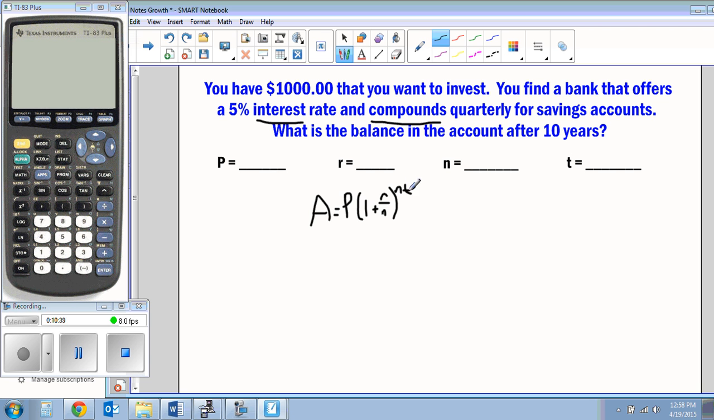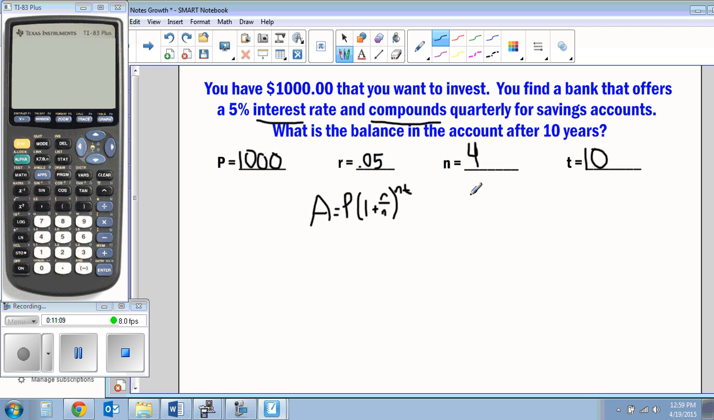So I don't know what A is because that's my final amount. I'm starting off with my principal, which is $1,000, because it says you have $1,000 you want to invest. The bank is offering you a 5% interest rate, and that's our rate, which is going to be 0.05. Again, we still turn that into a decimal. So it compounds quarterly, and there are 4 quarters in a dollar, so we know that our N, how many times it compounds per year, is 4. And the time that goes on is 10.